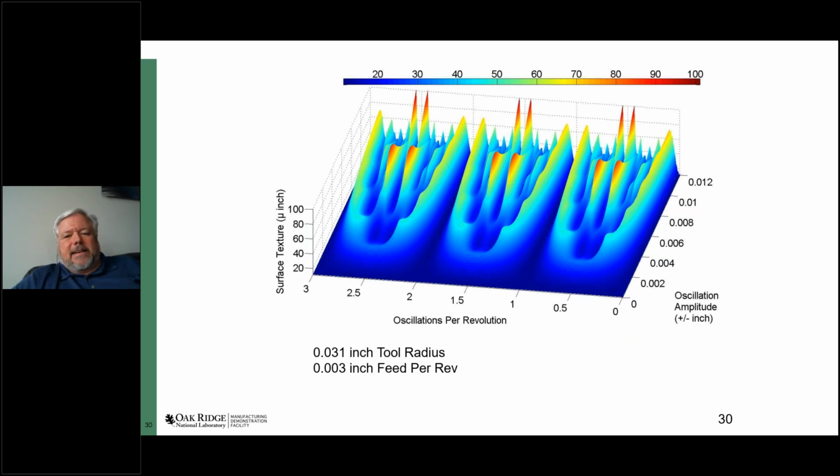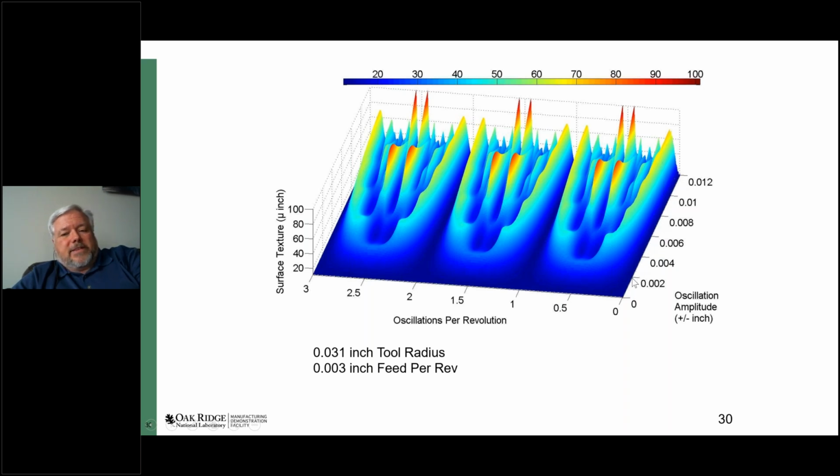And it's a really nice, colorful picture. And what you can see, on the right-hand side, this is no oscillation at all. So that's just regular turning. And then this dark blue valley that runs right there where it says 1, that's exactly 1 cycle per revolution. So that's the picture that I showed you earlier. And the chips are breaking in this zone, and they're not breaking outside here where it's deep blue. But deep blue would be good.